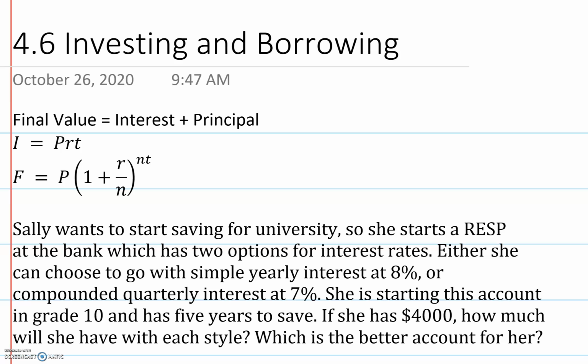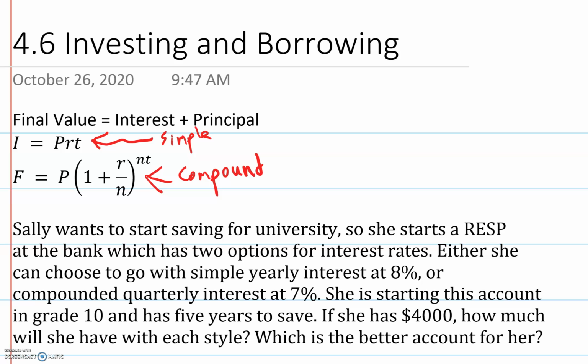This topic is very similar to the last two, so make sure you've seen 4.4 and 4.5 on simple and compound interest respectively, because we go into depth about these formulas here. The first one is simple interest, and the second one is compound interest. Those are important to know about, so make sure you've watched them if you haven't yet.